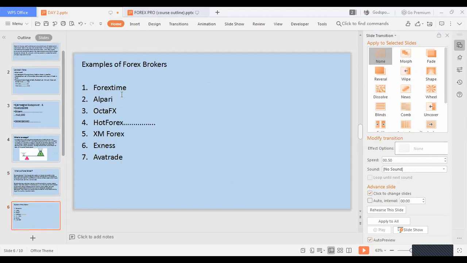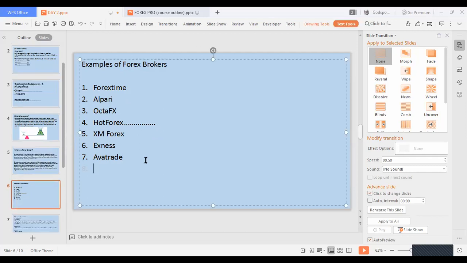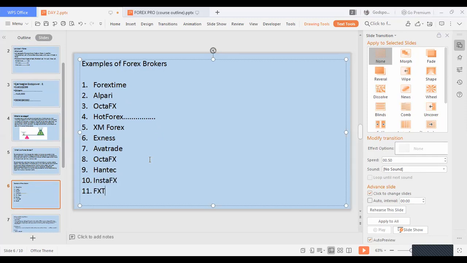Types of brokers. We have Forex Time. We have Apari. We have OptaFX. We have Hot Forex. We have XM Forex. We have AvaTrade. Another example we can have here is OptaFX. If you watch YouTube very well, they do adverts very well with this Mr. Macaroni and one other actor like that. Then we have Antec. We have InstaFX. We have FXTM. I love this broking firm.